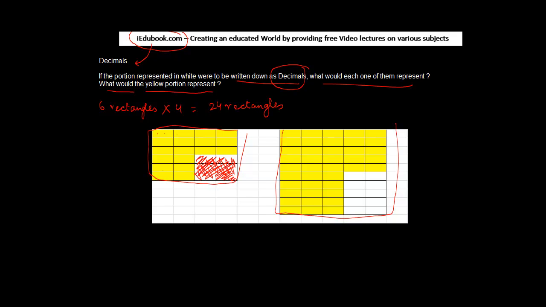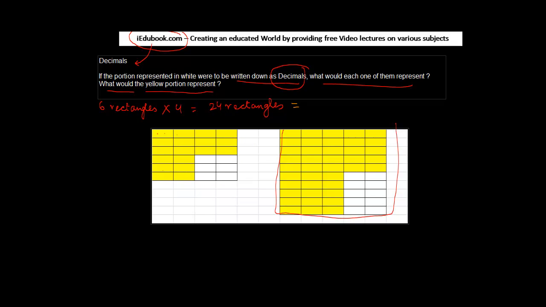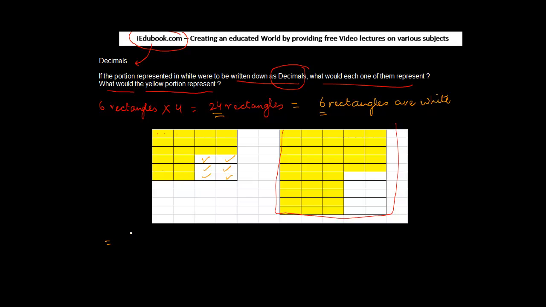So in all there are 24 rectangles. Right? And if you see, how many rectangles does the white portion represent? I think it's just clustered, so I'll just remove this. It represents 1, 2, 3, 4, 5, 6 rectangles. So 6 rectangles are white. So out of total of 24, 6 rectangles are white, right? So how much does the white portion represent? It represents 6 out of 24.